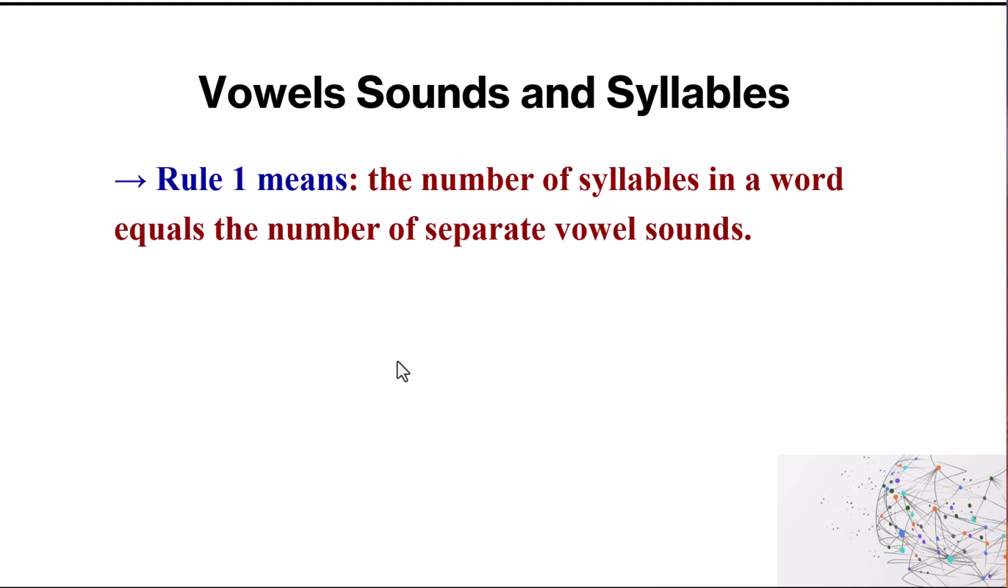So now rule 1 means that the number of syllables in a word equals the number of separate vowel sounds. So number of vowel sounds equals number of syllables. So here's a simple example. Lagus. So we have two vowel sounds. We have a single vowel here, omicron, and we have the diphthong, omicron upsilon. And so these two vowel sounds mean that we have two syllables. So la-goose.